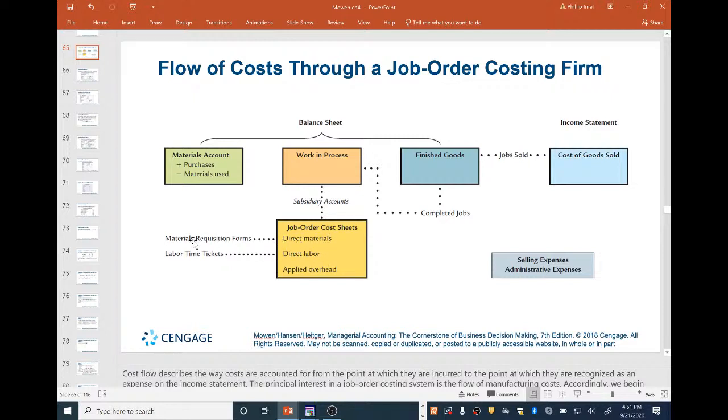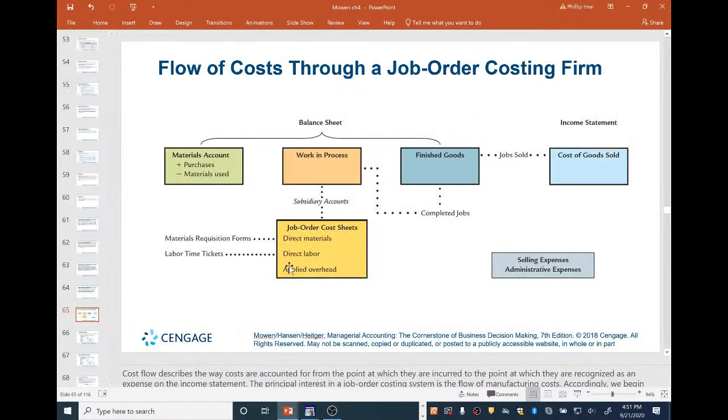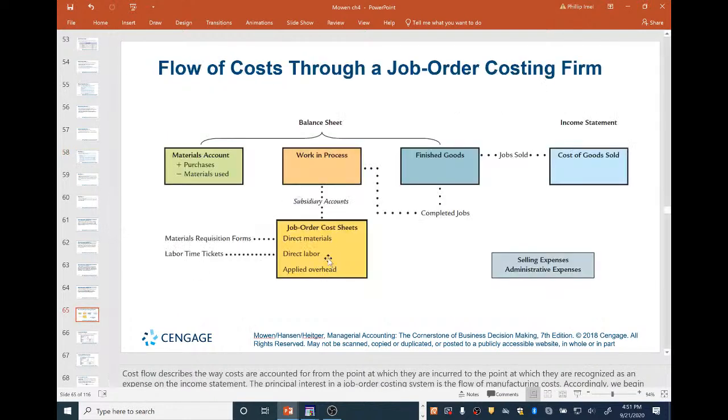And we saw the direct materials from the materials requisitions form, where it showed the quantity and all that. So the materials requisitions form, we saw that right here. So that's what we're talking about down there. Next, the direct labor, that's coming based off the time ticket right there. So that's what's going to be in your subsidiary accounts down here for work in process.